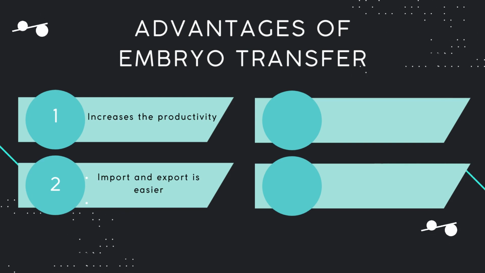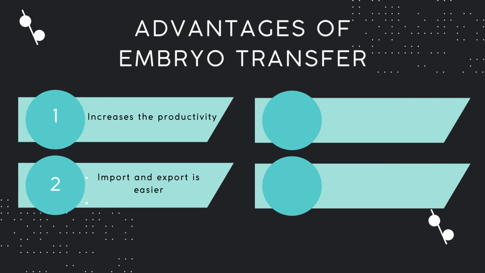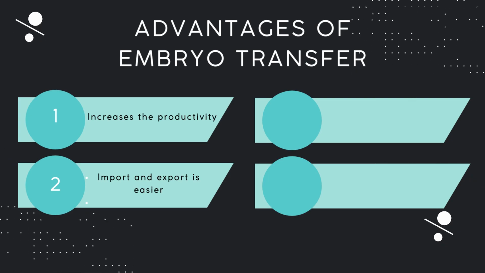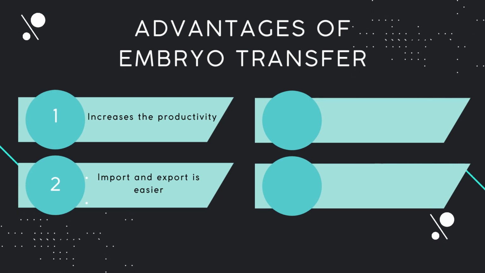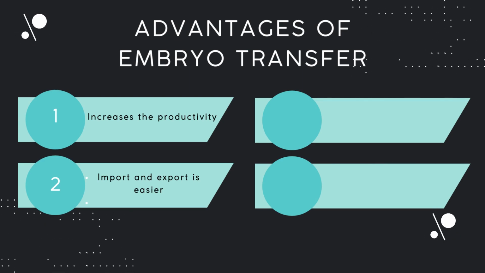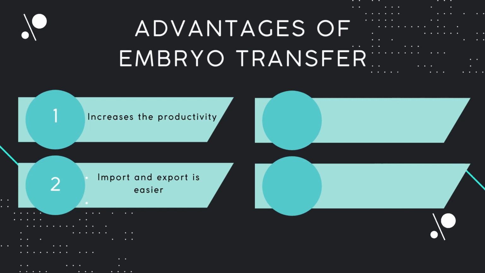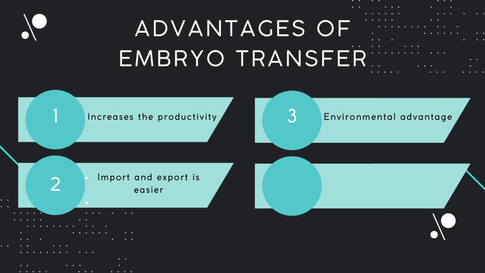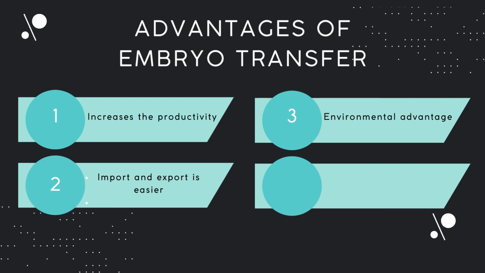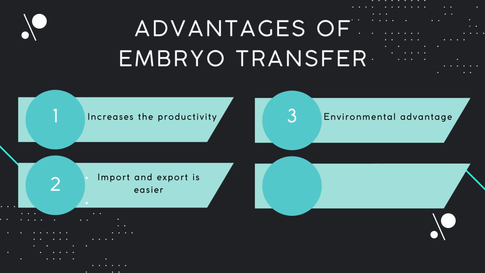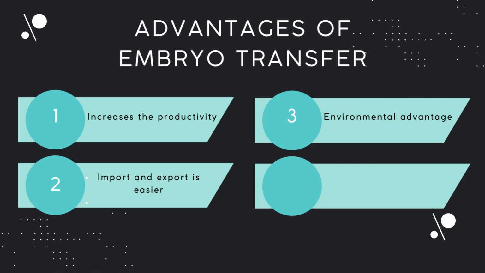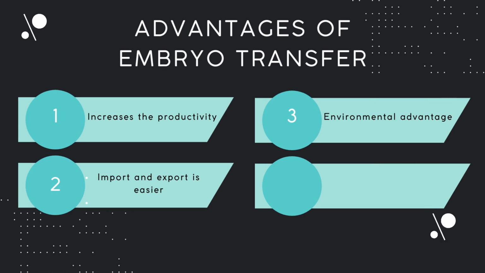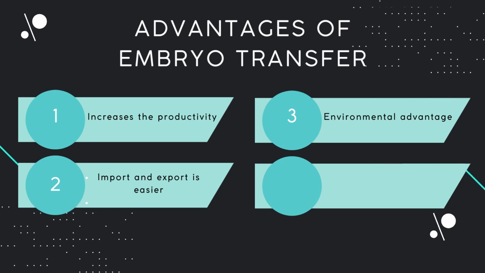This program also requires less transport of live animals from one place to another, thereby reducing risk of disease transmission. In addition to that, import and export of these small live embryos makes it easier and allows more rapid exchange of genetic material between countries. Next, on behalf of environmental advantage in embryo transfer, passive immunity is passed on by the native dam, giving the offspring a better chance of survival despite the embryo being 100% genetically different from the surrogate mother.